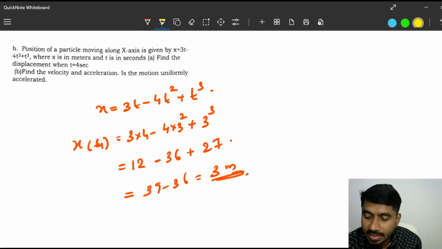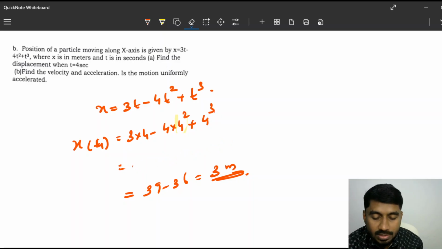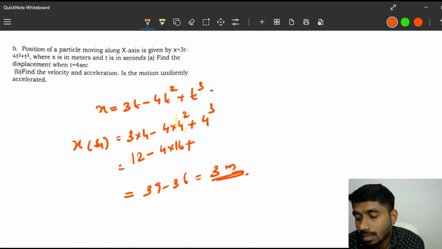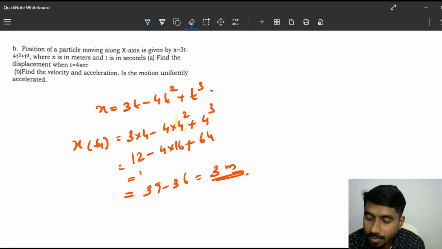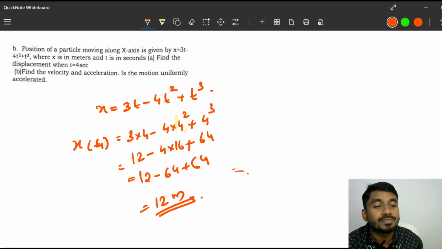Oh, I'm sorry, I made a mistake here. This is not 3 square. This is 4 square. 4 into 4 square plus 4 cube. So here it is 12 minus 4 into 16 plus 4 into 4 into 4. That is also 64. Sorry guys, 12 minus 64 plus 64, you will get the answer 12 meter. I hope it is clear. You will get the answer 12 meter.